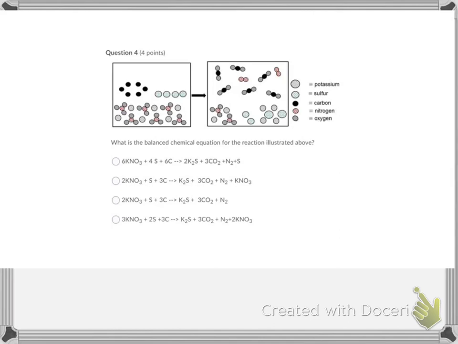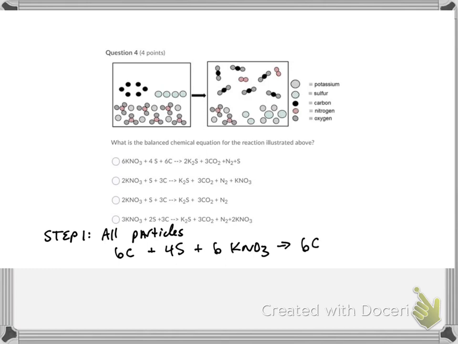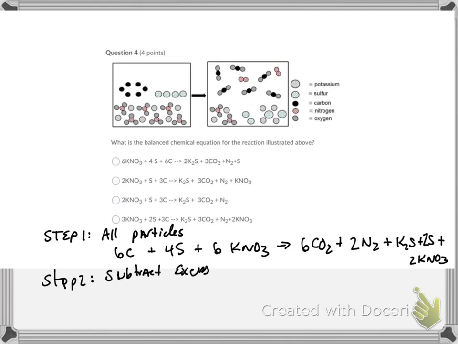All right, balance a chemical reaction based on this data. Remember, keep in mind we do this in 3 steps. Step 1 is to account for all the particles, which we do that: 6 carbons, 4 sulfurs, and 6 potassium nitrates, or KNO3s, and that makes 6 CO2s, 2 nitrogens. When we have 2 K2S's, that's coming up with the 2, and then 2 sulfurs in excess, 2 KNO3s in excess unreacted. Step 2, we're going to subtract the excess.